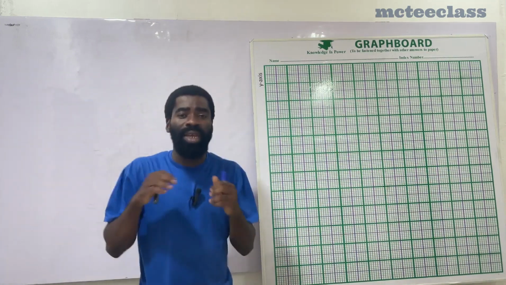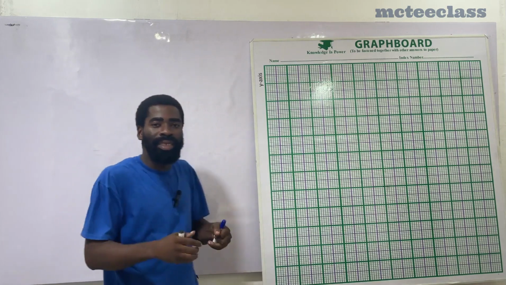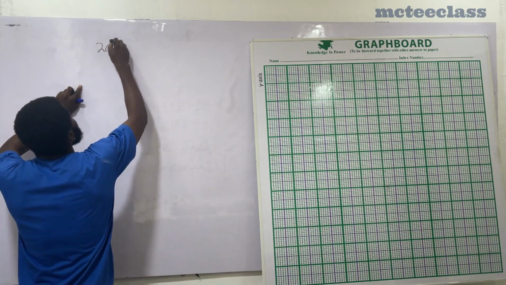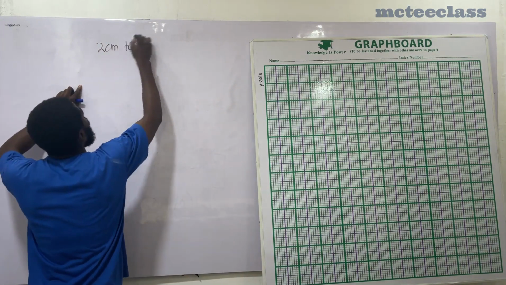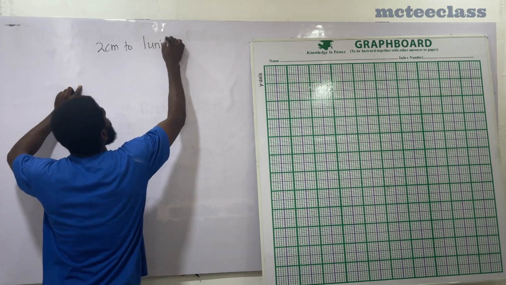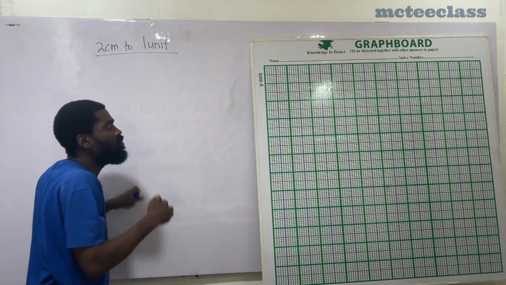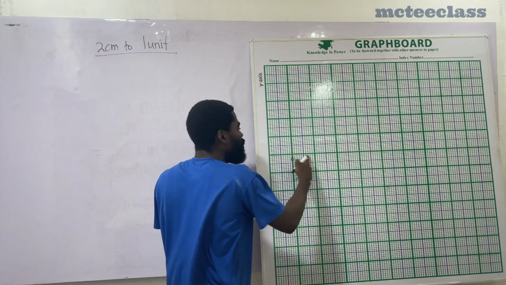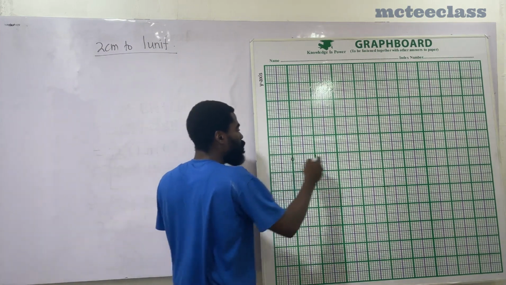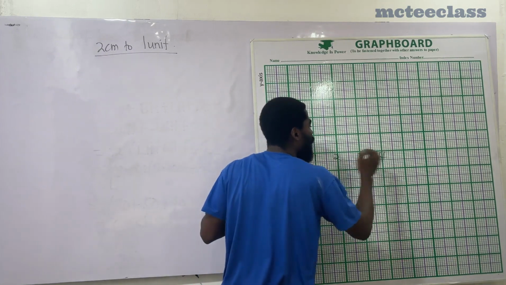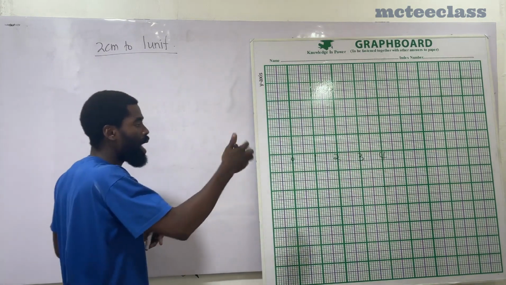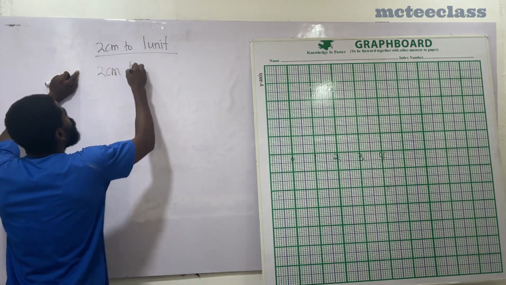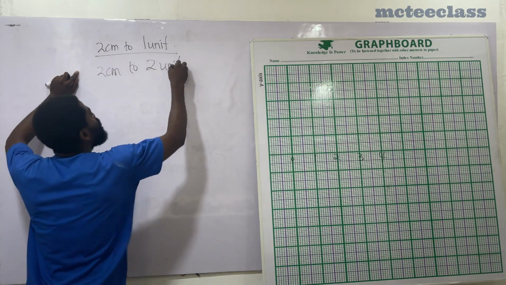And the next thing you have to understand when it comes to graph is the scaling. If you are told to use a scale of 2 centimeters to 1 unit, what this means is that after every 2 centimeters, keep adding what? 1. So if I start from 0, every 2 centimeters, I add 1. So 0, 1, 2, 3, 4.